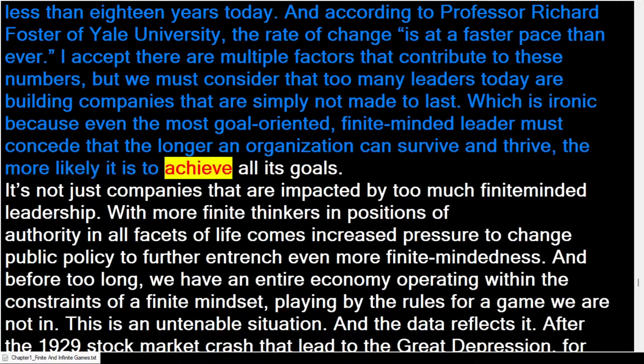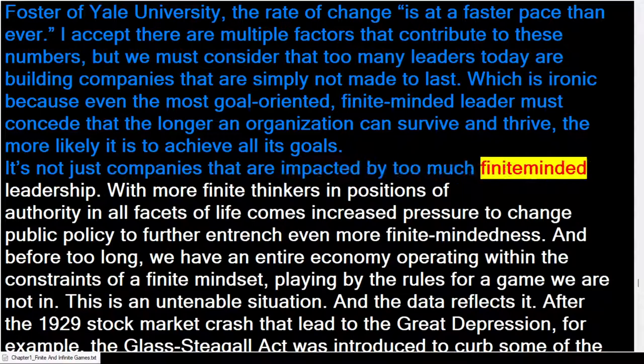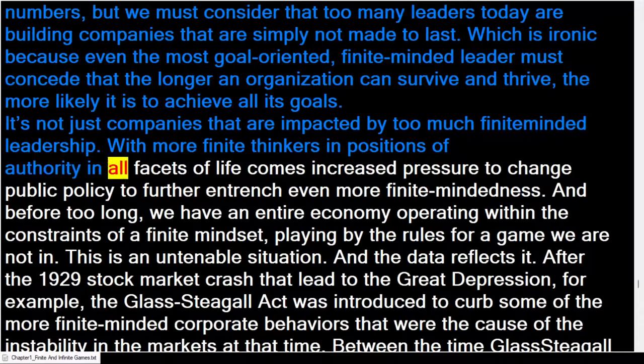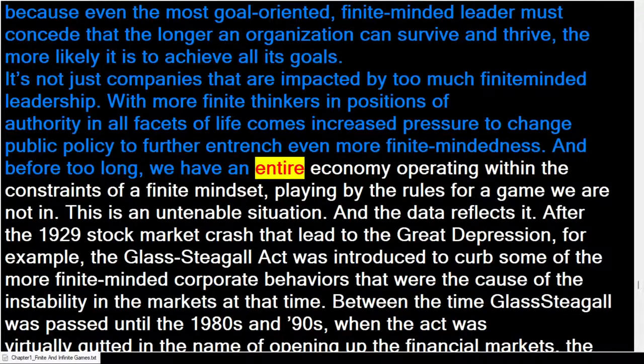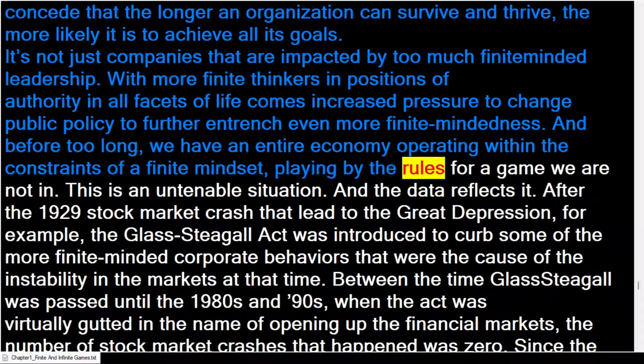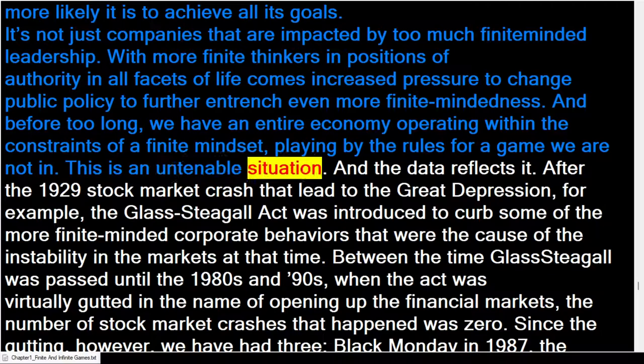It's not just companies that are impacted by too much finite-minded leadership. With more finite thinkers in positions of authority in all facets of life comes increased pressure to change public policy to further entrench even more finite-mindedness. And before too long, we have an entire economy operating within the constraints of a finite mindset, playing by the rules for a game we are not in. This is an untenable situation. And the data reflects it.